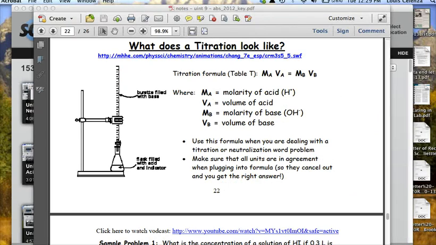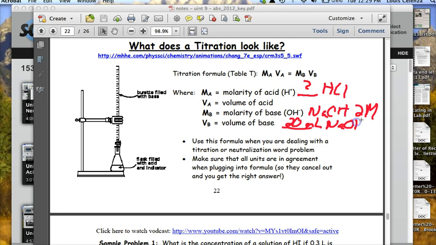So let's give you just a quick example, and we can use the example that we had before. Let's say we don't know the molarity of our acid, and our acid that we're going to use is HCl. The base that we're going to use, we'll use a simple one. We're going to use NaOH, and let's say it's 2 molar. And we end up needing, let's say, 20 milliliters of the base. And the amount of acid that we used was only 10 milliliters.